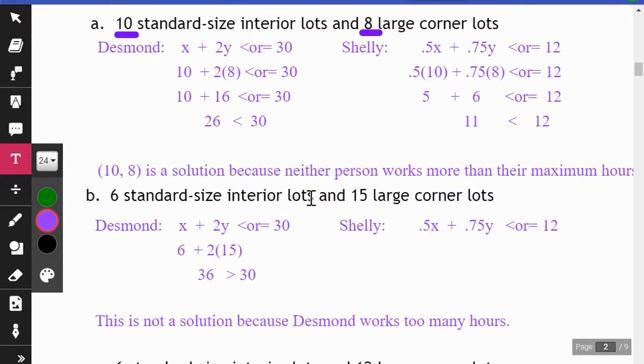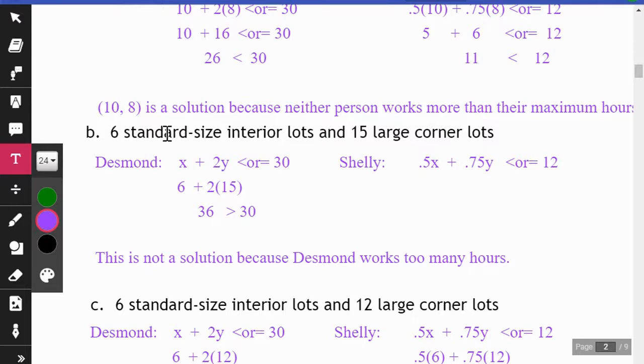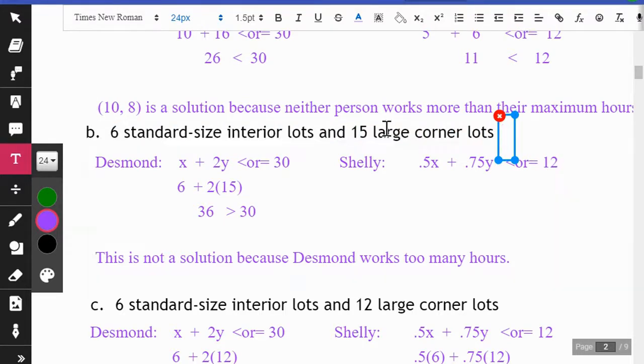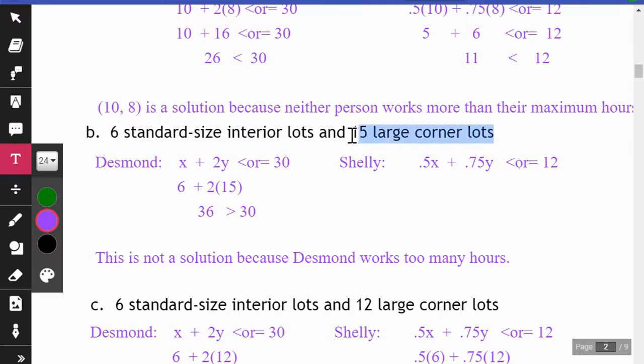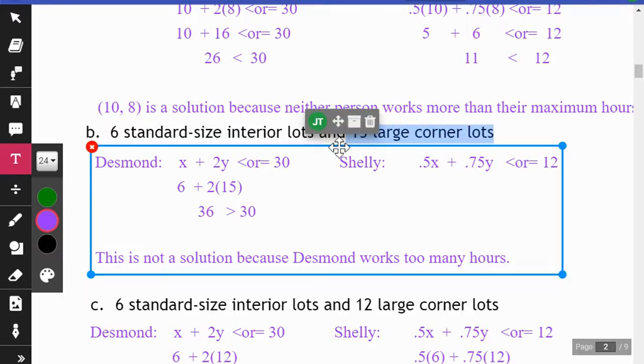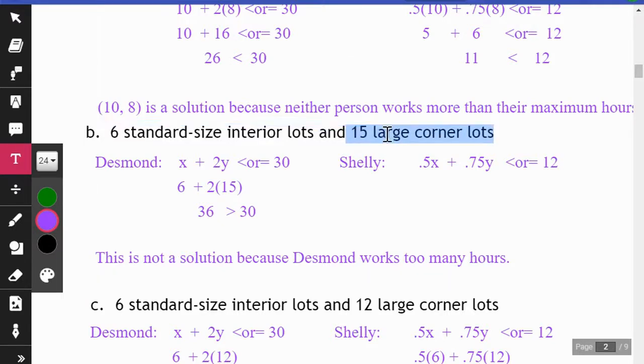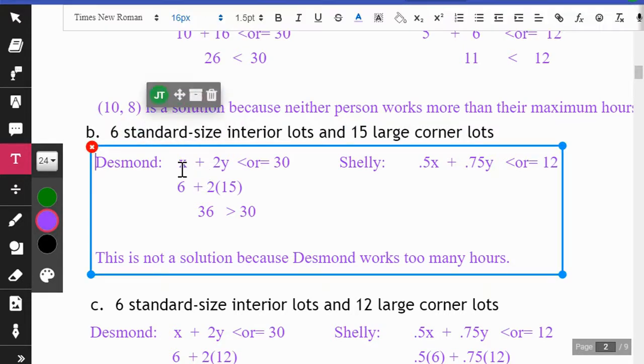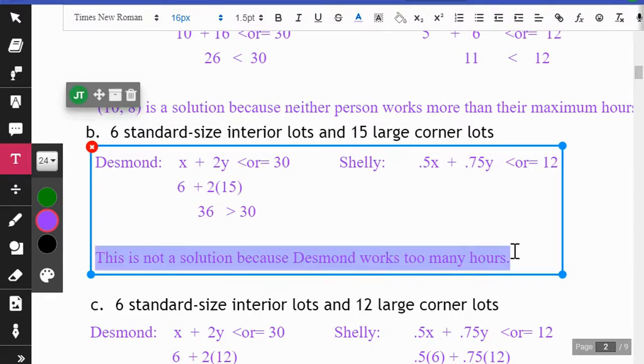Moving on, what if there were 6 small ones and 15 large ones? Well, I can look at this right away and say it won't work. Desmond will spend 30 hours to do these 15 large lawns plus the small ones, and he can't work more than 30 hours. In fact, it turns out to be 36 hours total. 6 for the small lawns, plus 30 more hours for the large lawns, for a total of 36. That's bigger than 30. So this is not a solution. Desmond works too many hours.